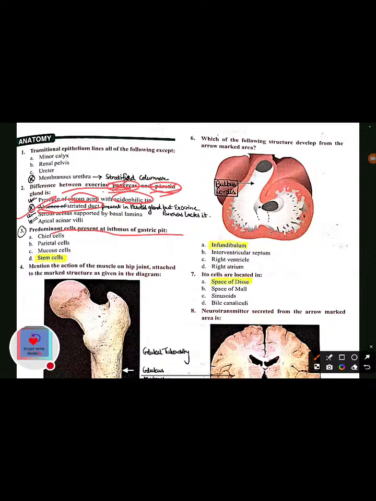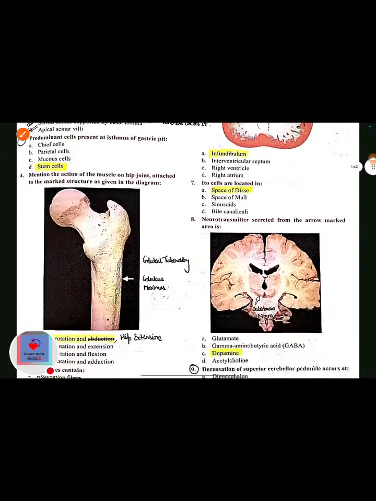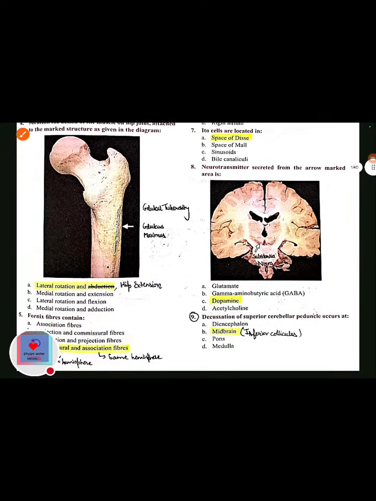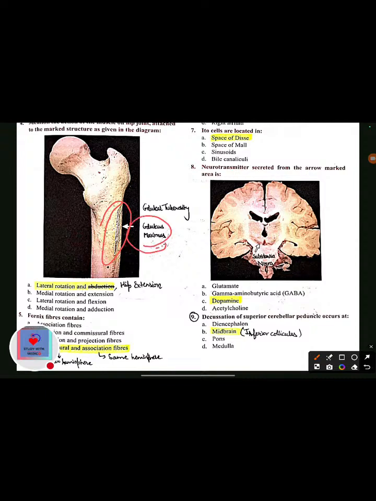Predominant cells present at the isthmus of the gastric pit. The isthmus of the gastric pit has stem cells, which can give rise to other cells: mucous cells, neck cells, parietal cells, other cells. So this is basically gluteus maximus, and gluteus maximus does lateral rotation and hip extension.